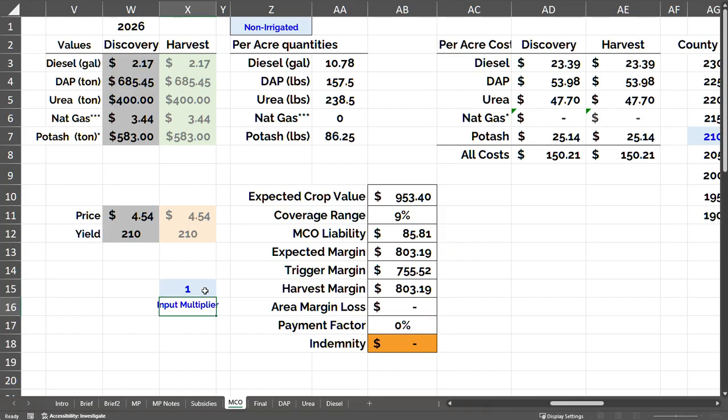If we change that back to 1 and we only change the price, let's just say we go to $4, there we are in payment territory already. So the point I'm trying to make here is that this margin calculation is a lot more sensitive to price and yield than it is to a change in the input values.